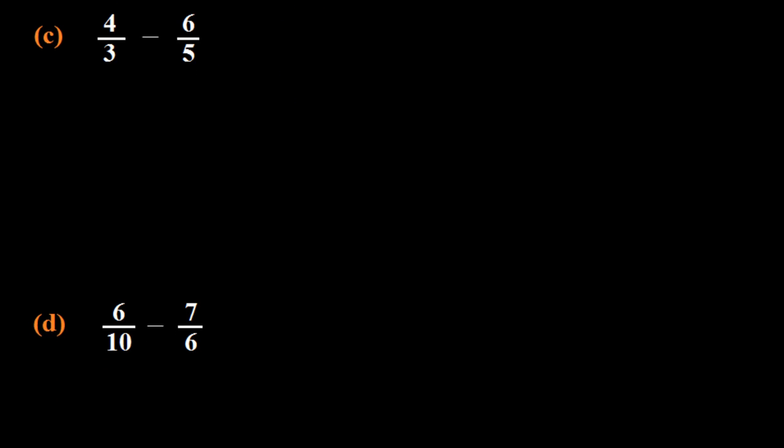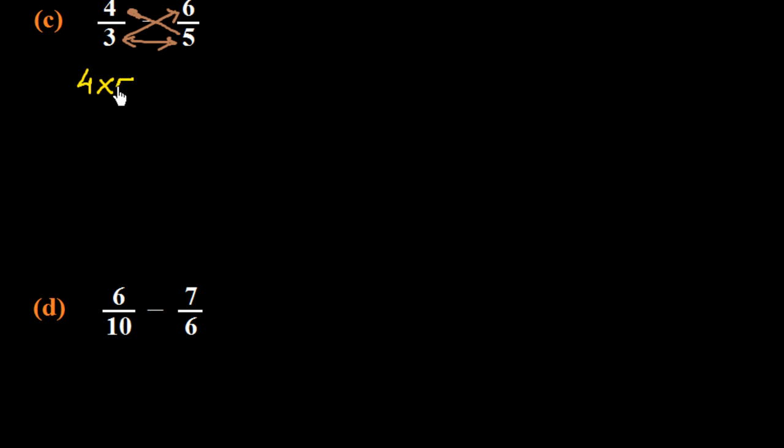Now look at another question. Question C, you see in the first fraction there is 4 over 3 and in the second fraction there is 6 over 5. We have to subtract this. So we follow the same procedure here. First of all we will multiply the numerator of the first fraction with the denominator of the second fraction and the numerator of the second fraction with the denominator of the first fraction and subtract it. As the symbol is minus, we have to subtract, and we will multiply the denominators together.